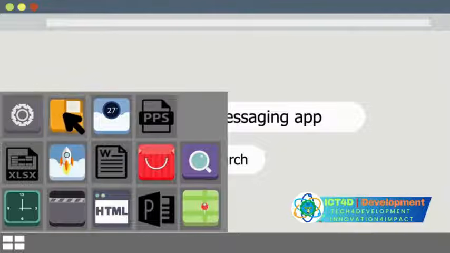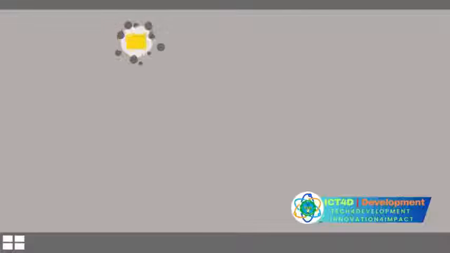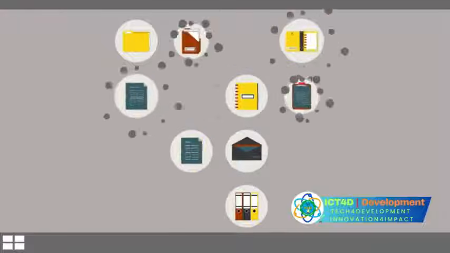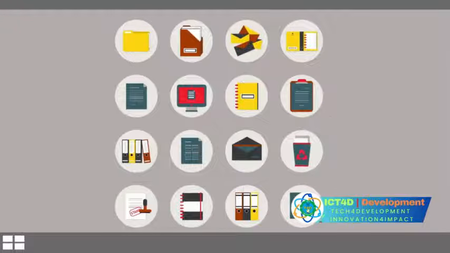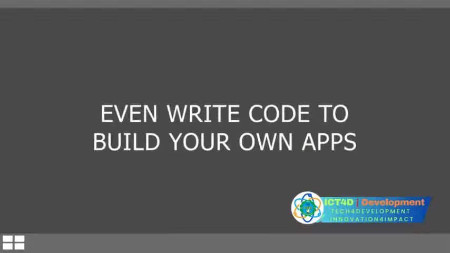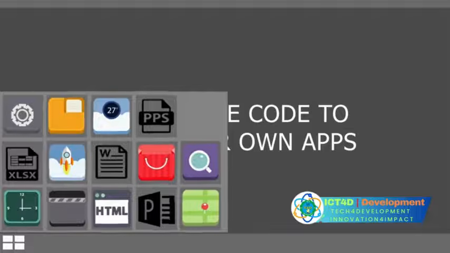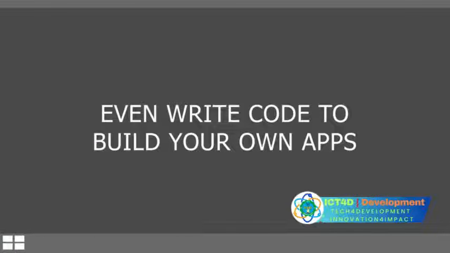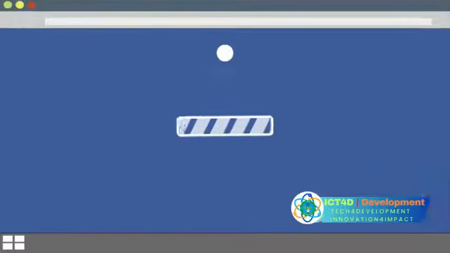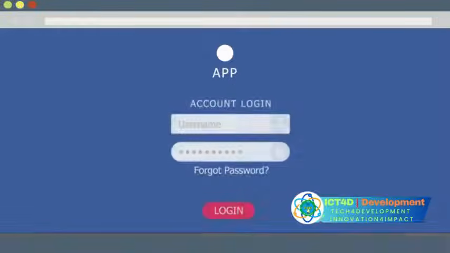Desktop apps run on desktop computers and usually have many more features than mobile apps because they run on bigger, more powerful computers. You can use desktop apps to do things like work on documents or even write code to build your own apps. There are also web apps that you can access online from any device that has a web browser. With so many apps out there, it's easy to find the tools that you need to get things done on your computer.